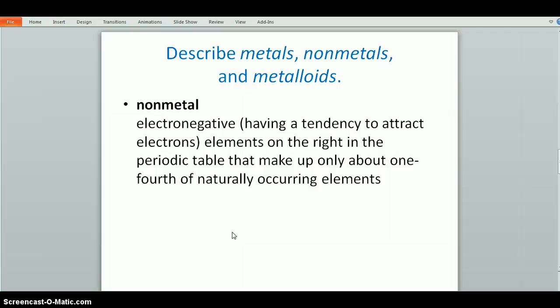It attracts those. So it may bond well with a metal because the metal wants to get rid of its electrons. The nonmetal wants to take the electrons, so they would do a really good job bonding with one another. And again, these are on the right of the periodic table, and they only make up about 1/4 of the naturally occurring elements.